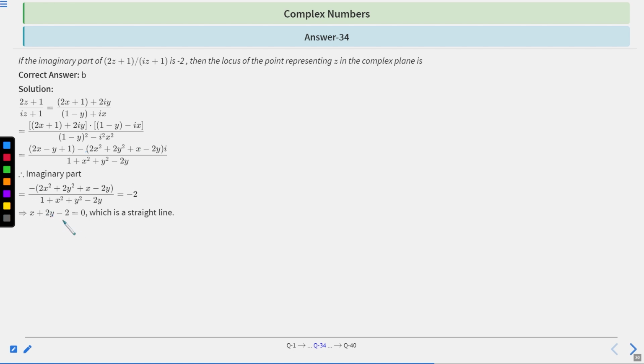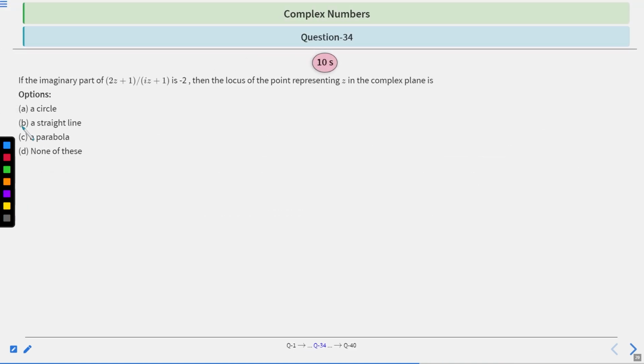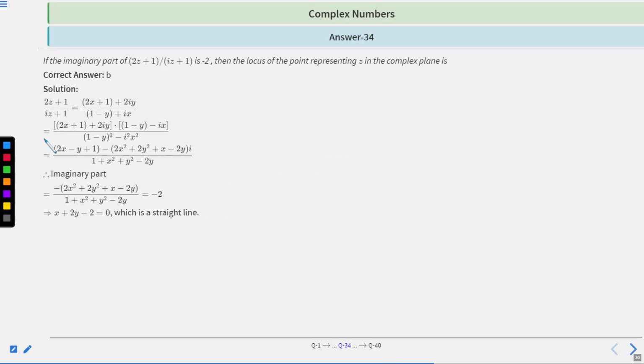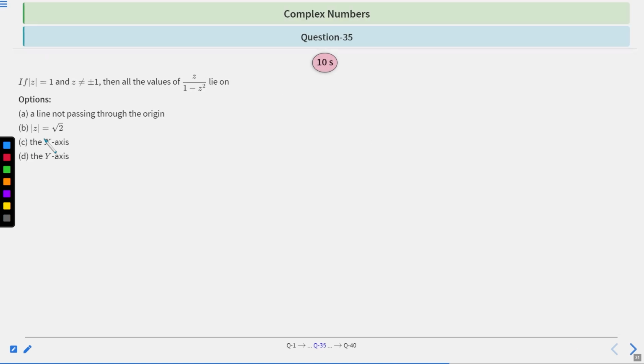So after solving this by cross multiplication, right? We will get x plus 2y minus 2 is equal to 0, which is the equation of a straight line, right? So I think option B is the right choice. Let's move to the question number 35.